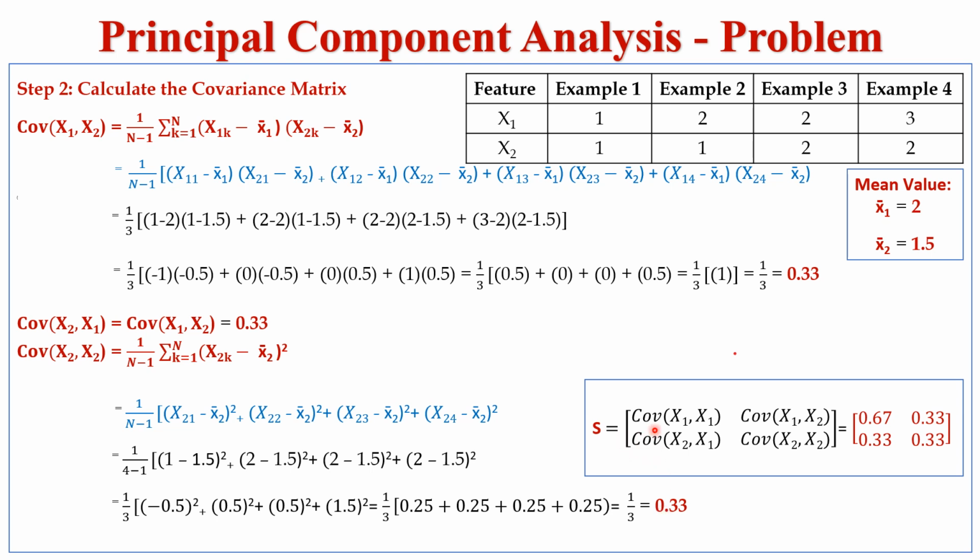So now we can write the covariance matrix S as a whole. S is equivalent to covariance of x1, x1, covariance of x1, x2, covariance of x2, x1, covariance of x2, x2. By substituting the values we have calculated so far, that is 0.67, 0.33, 0.33 and 0.33, we get the value for our covariance matrix S.